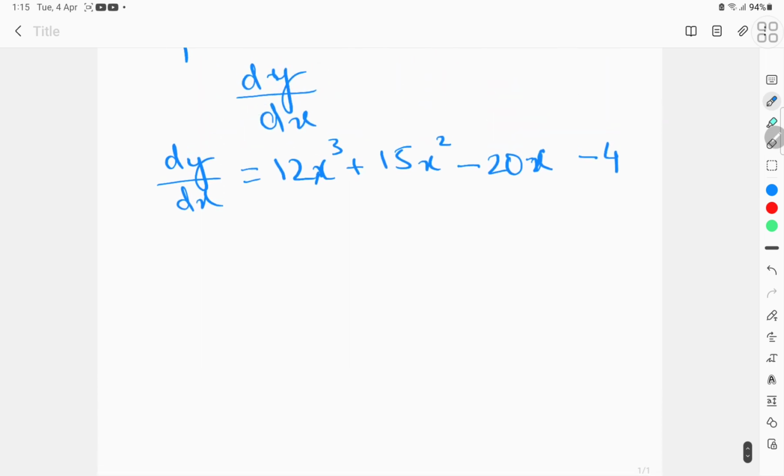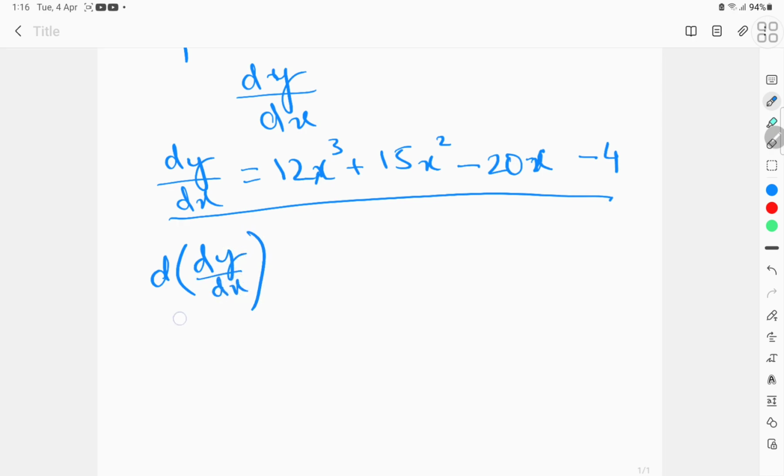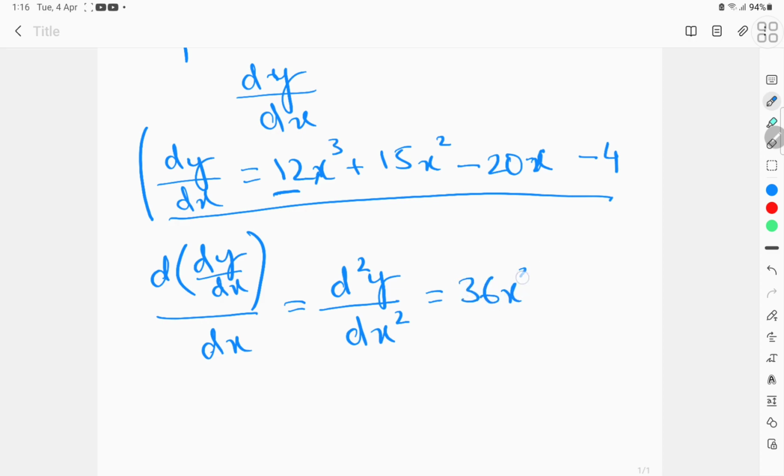This is the first differentiation of the equation. If we differentiate this equation again, this will be the second order differentiation. We will differentiate it as dy with respect to dx. So we will differentiate this equation again. It will be d2y by dx square, that is 12 into 3 is 36, and x to the power 3 minus 1 will be 2, plus 15 into 2 is 30, x to the power 2 minus 1 is 1, minus 20, x has no power, x to the power 1 minus 1 will be 0, so x will cancel out.